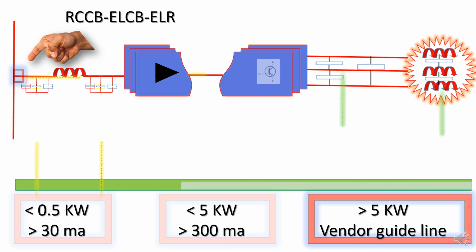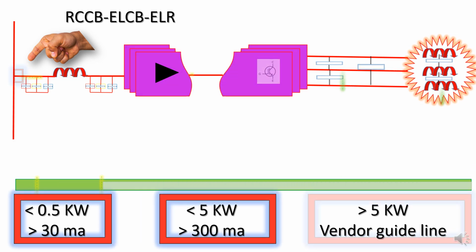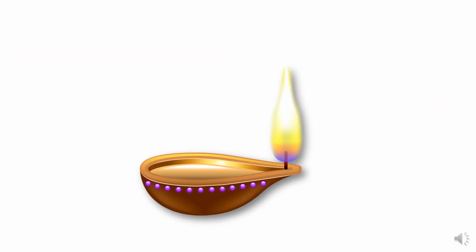So this is the importance of the leakage current. Leakage current has two major components. One component is the peak value and the second is the true RMS.